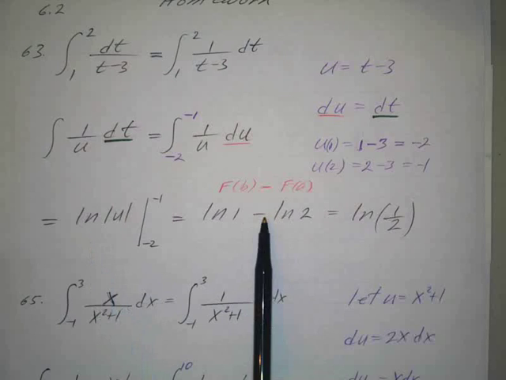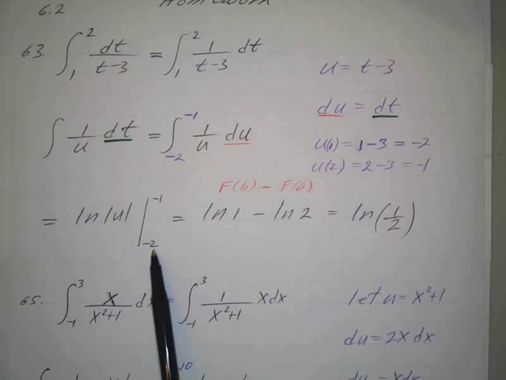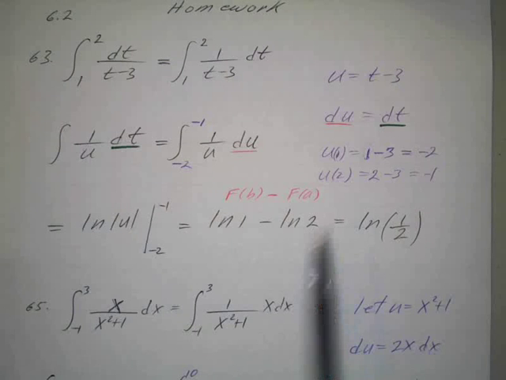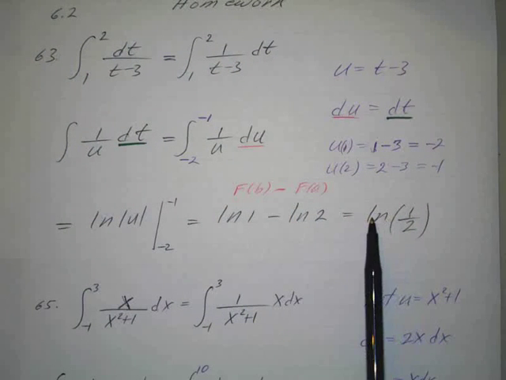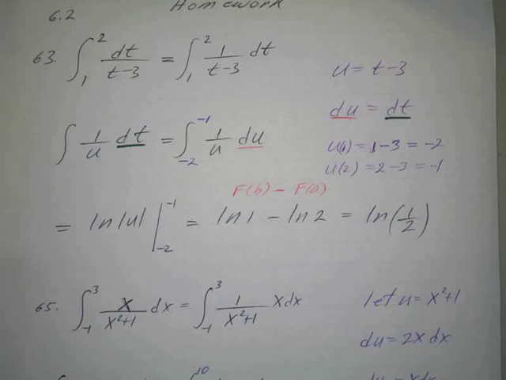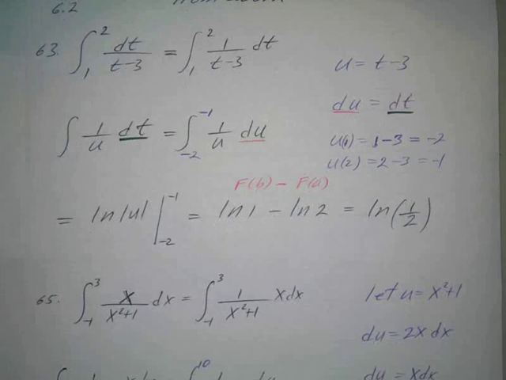So again, I have the natural log of 1 minus the natural log of the absolute value of -2, which is just the natural log of 2. And that's the same thing as the natural log of 1 divided by 2. And again, they have a numerical answer. You could just simplify that, or just work it out and put that in your calculator. You won't have any trouble.